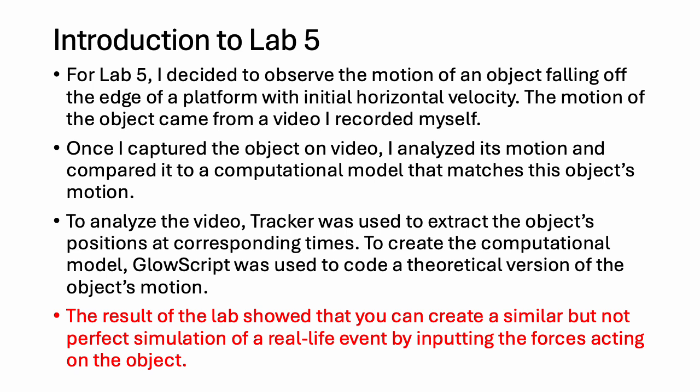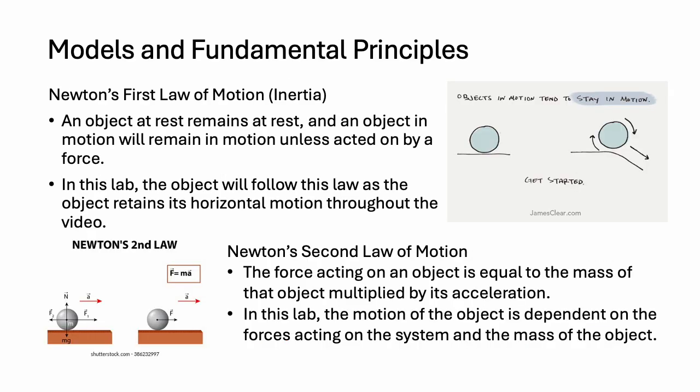Once I captured the object, I analyzed its motion and compared it to a computational model that matched the object's motion. To analyze the video, Tracker was used to extract the object's position at corresponding times, and to create the computational model, GlowScript was used to code a theoretical version of the object's motion. The result of the lab showed that you can create a similar but not perfect simulation of a real-life event by inputting the forces acting on the object.